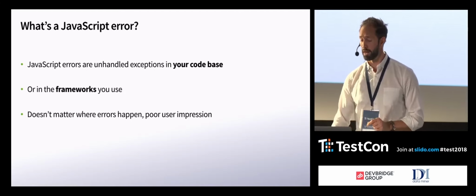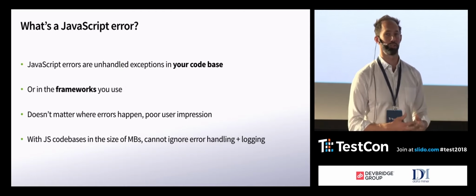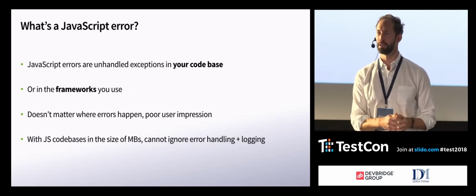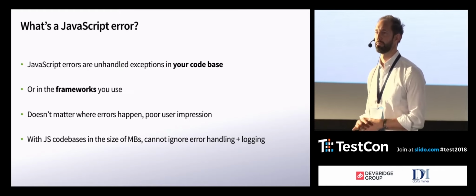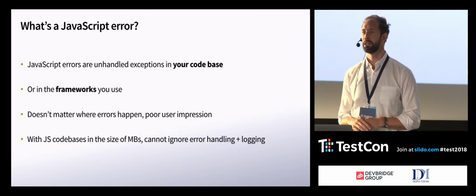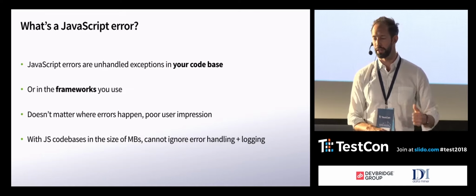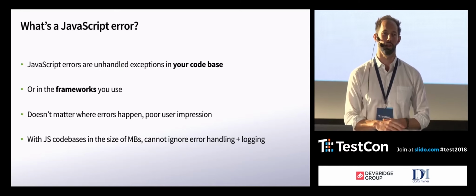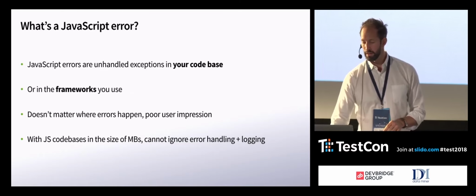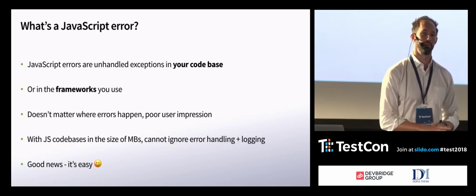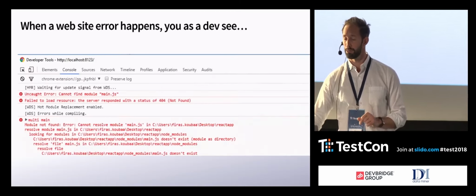So errors actually matter. And now that we write websites with JavaScript in the size of megabytes, it's no longer just a little jQuery on top to get some animation. Now the entire app is built in JavaScript. We can no longer ignore things that we traditionally did on the server side, like monitoring, error capturing, logging. So we have to take those practices and bring them to the web. And if this sounds scary, it's not. It's easy. And I'm going to tell you a little bit about how to do this.